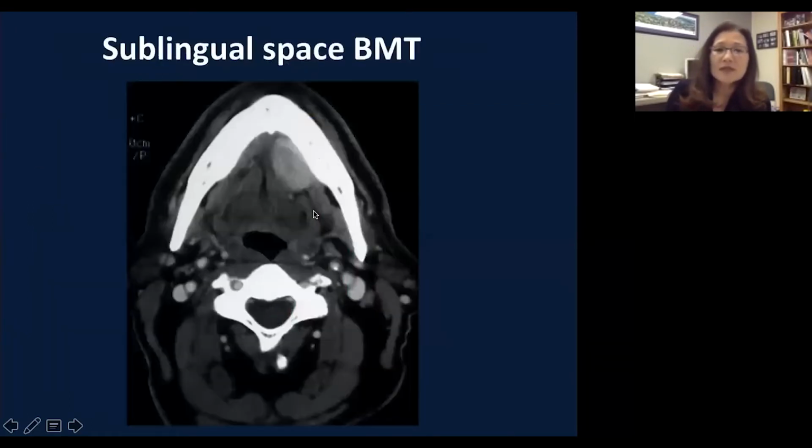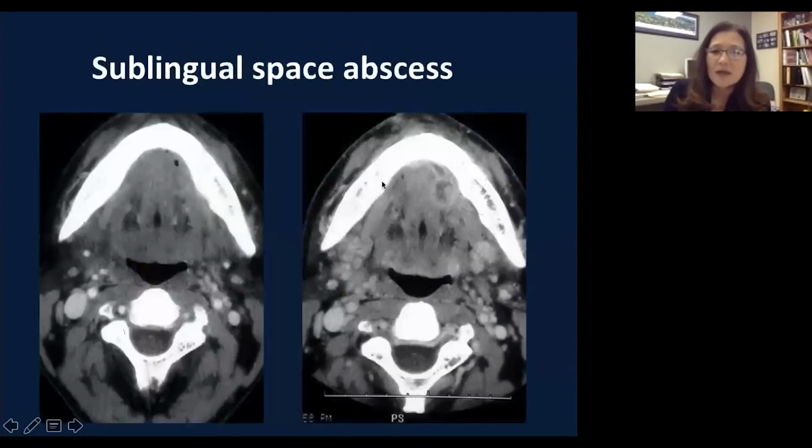So here's an example of a sublingual space benign mixed tumor: a well-defined, homogeneously enhancing mass in the sublingual space, consistent with benign mixed tumor. In other cases, this is a sublingual space abscess, similar to the submandibular space abscess that I showed you, and oftentimes those are associated with a dental infection.